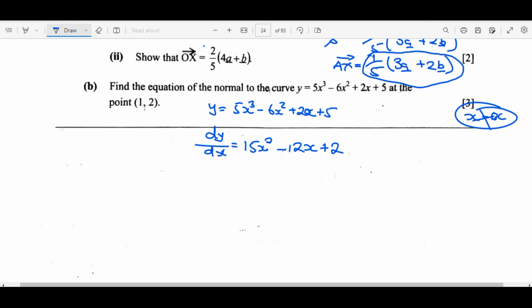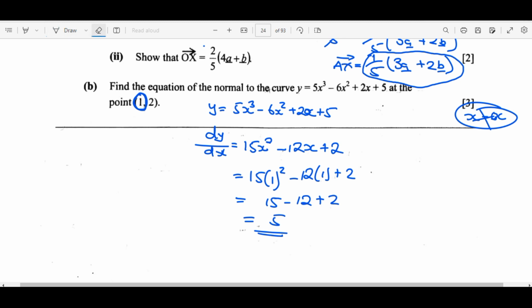So when we reach here, we're going to say x is 1. So x is 1 here, so we're going to substitute. So 15 open bracket 1 squared, minus 4 open bracket 1, plus 2. So we can solve there. We have 15 minus 4 plus 2, and then we're going to have 13. Or what you can do is 15 minus 4 is 11, plus 2, and the answer is 13.